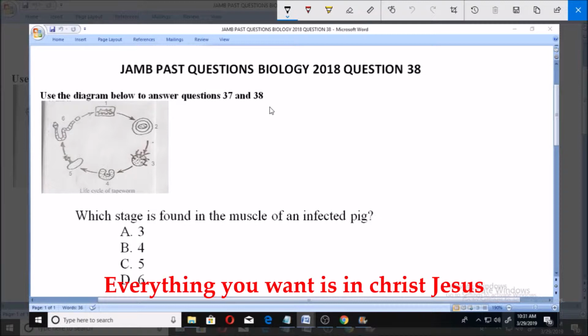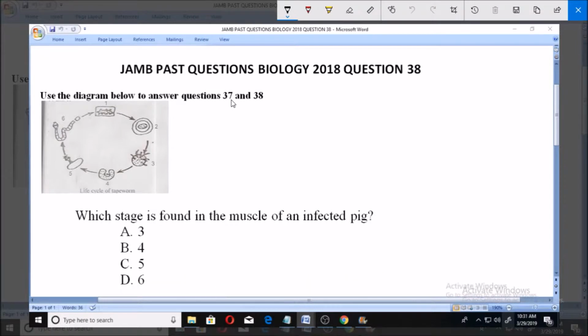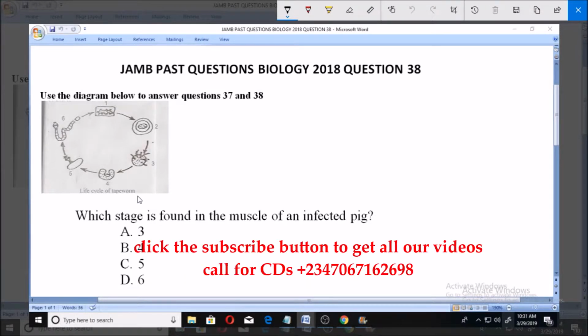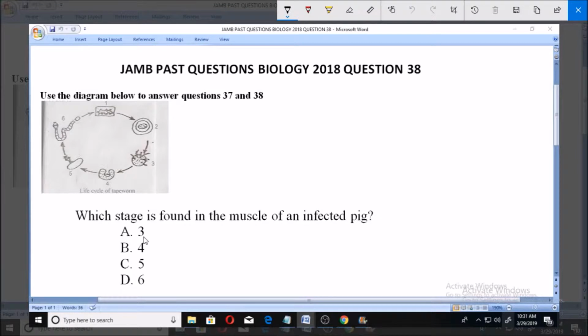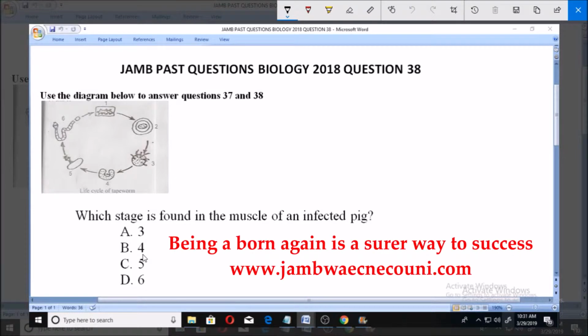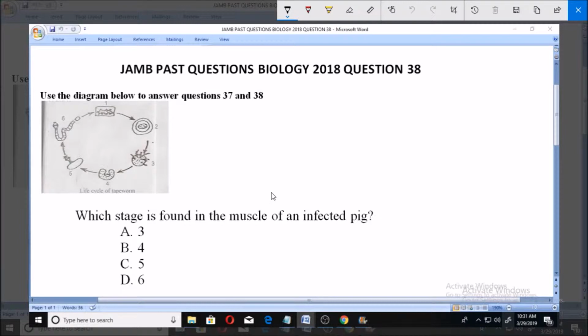Question number 38. Use the diagram below to answer questions 37 and 38. This is the diagram of the life cycle of tapeworm. Which stage is found in the muscle of infected pig? A. 3, B. 4, C. 5, D. 6. So is it stage 3, stage 4, stage 5, or stage 6? Which stage do you find in the muscle of infected pig?